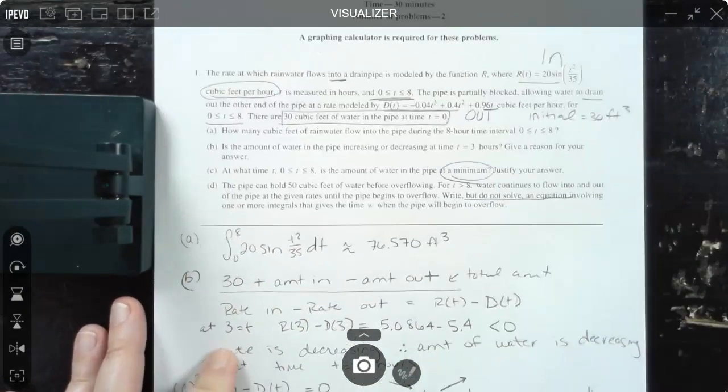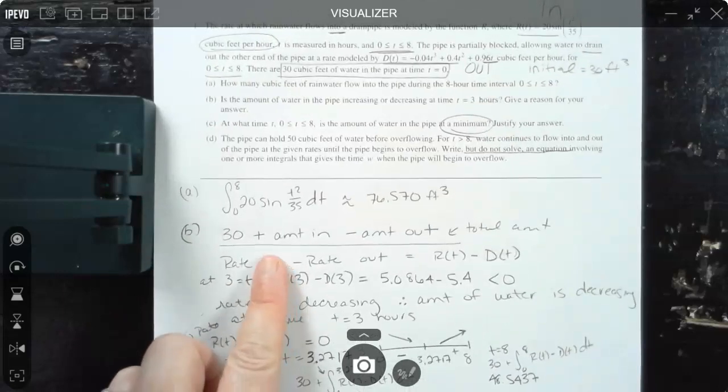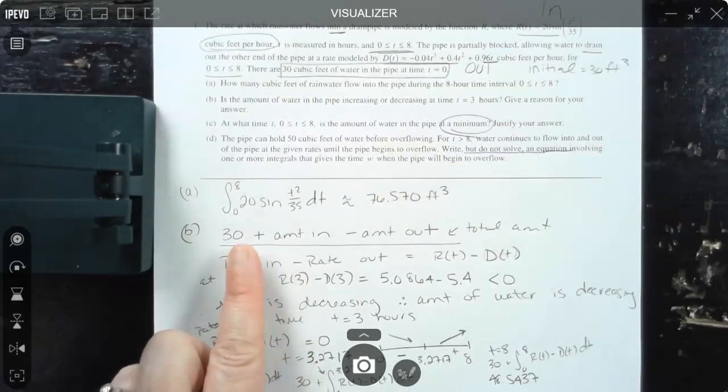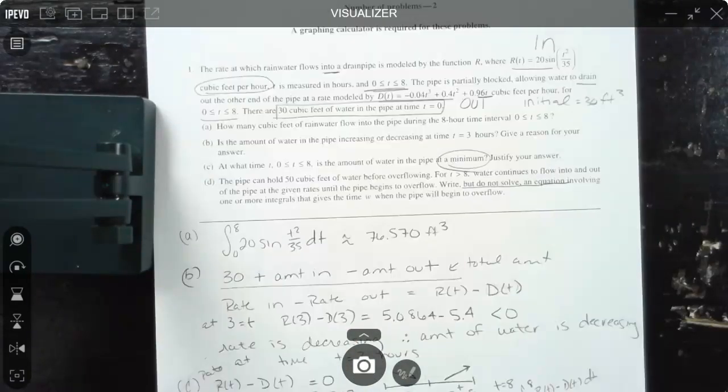All right, part B. It took me a minute to wrap my brain around part B. Is the amount of water in the pipe increasing or decreasing at time t equals 3 hours, and give a reason for your answer? So you can see I started thinking through it. The total amount in the pipe is going to be my initial amount plus the amount in minus the amount out. But that's not what they were asking me. They're asking me about the rate, right?